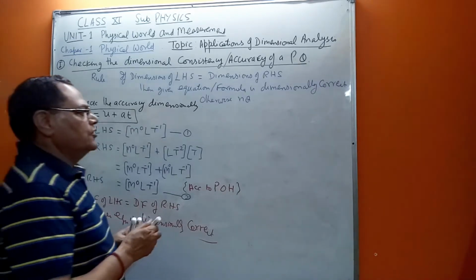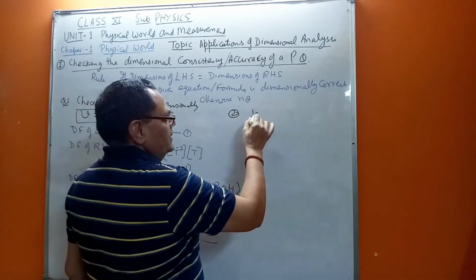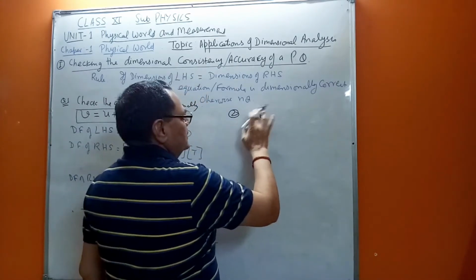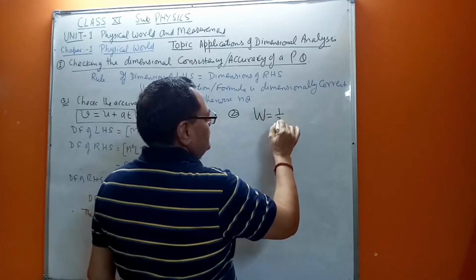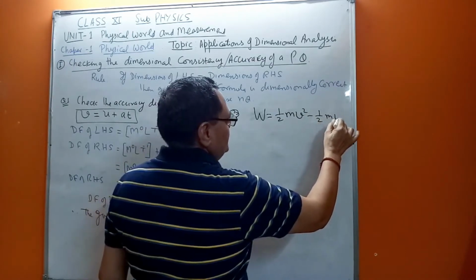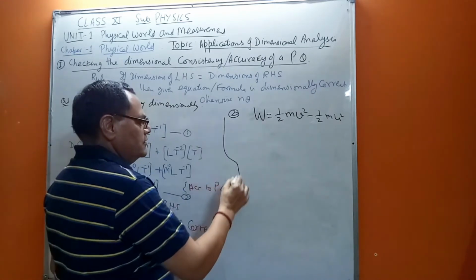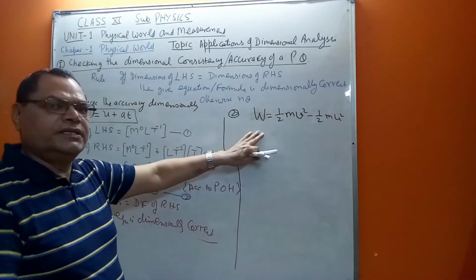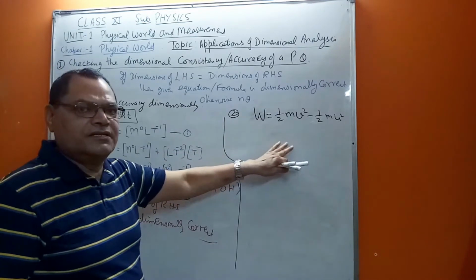Now the next we can talk about, number 2, say kinetic energy. Or rather, it is better to say, there is a term called the work done is equal to the change in kinetic energy, that is half mv square minus half mu square. This is basically called the work energy theorem. So we will take the same logic. We will be writing the dimension formula of LHS as well as RHS.